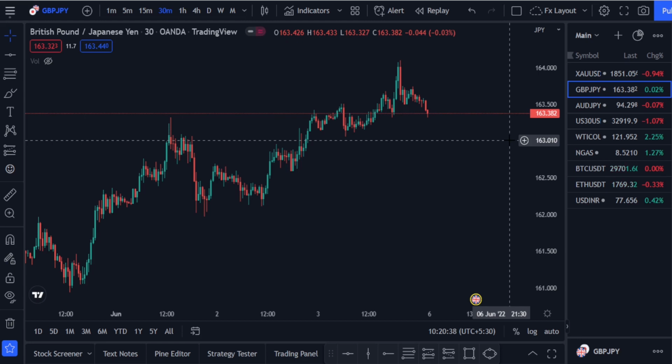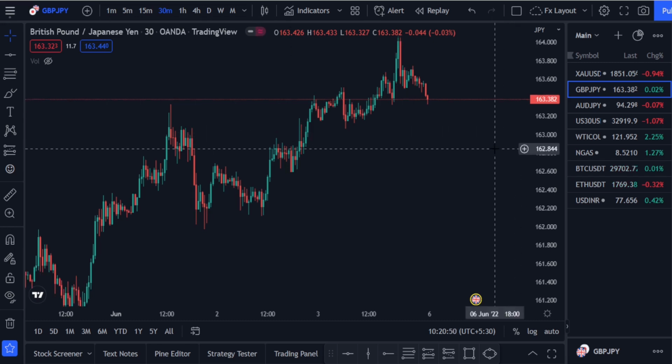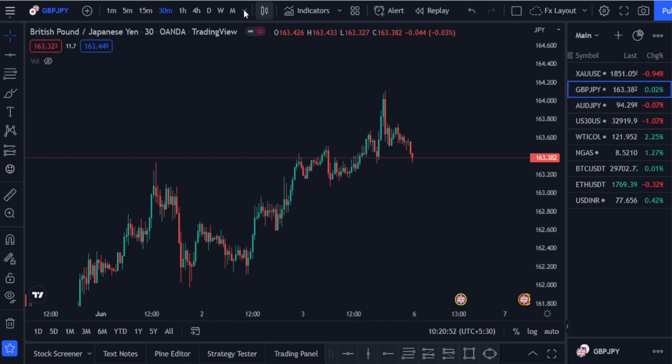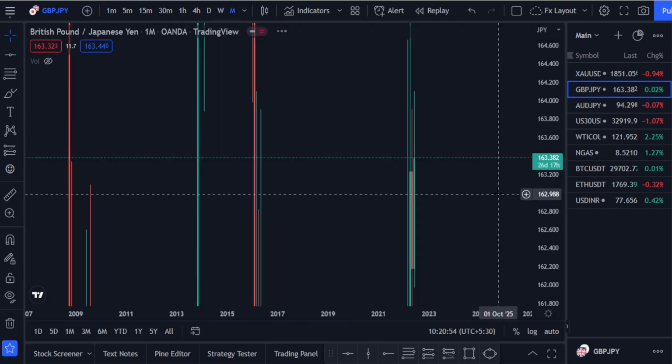From the higher time frames, we are going to find out the direction of the market, and on the lower time frames, 4 hour, 1 hour and 30 minutes, we will talk about the scalping and intraday setups in the direction of the higher time frame. So without wasting any time, let's get started. First of all, we are going to start with the monthly time frame.